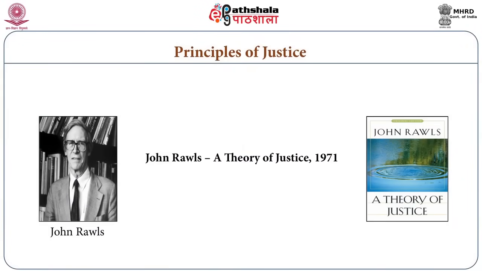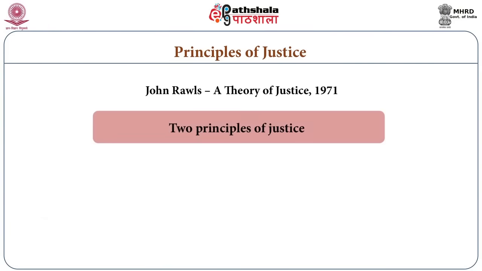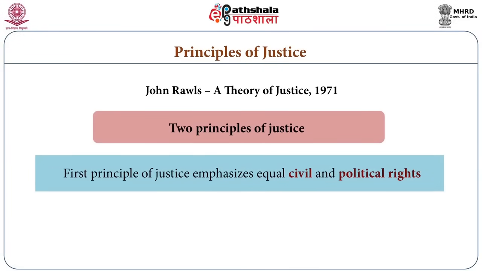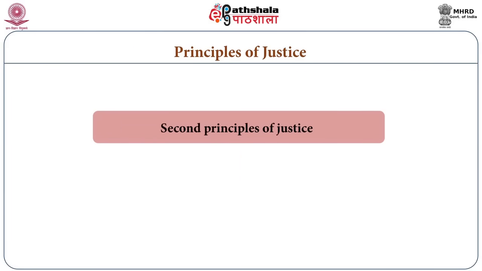Now, John Rawls, in A Theory of Justice, published in 1971, suggested that there are basically two principles of justice. These principles are referred to as the first and the second principle of justice, and the second principle of justice is further subdivided into two parts. The first principle of justice emphasizes equal civil and political rights. So this first principle is commonly known as the liberty principle. If the first principle is known as the liberty principle, then obviously, since these are the principles of justice, the second principle will be known as the equality principle.